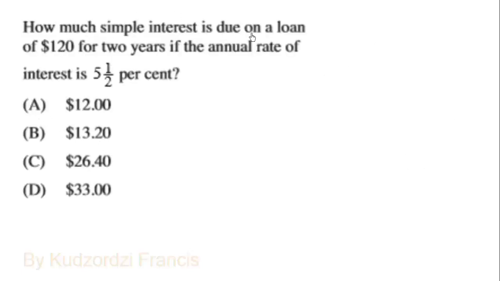How much simple interest is due on a loan of 120 for 2 years if the annual interest rate is 5.5%? So we know that interest is equal to PRT over 100, where R is in percentage. So let's go. The principal is 120, let's substitute. 120 times the rate is 5.5.